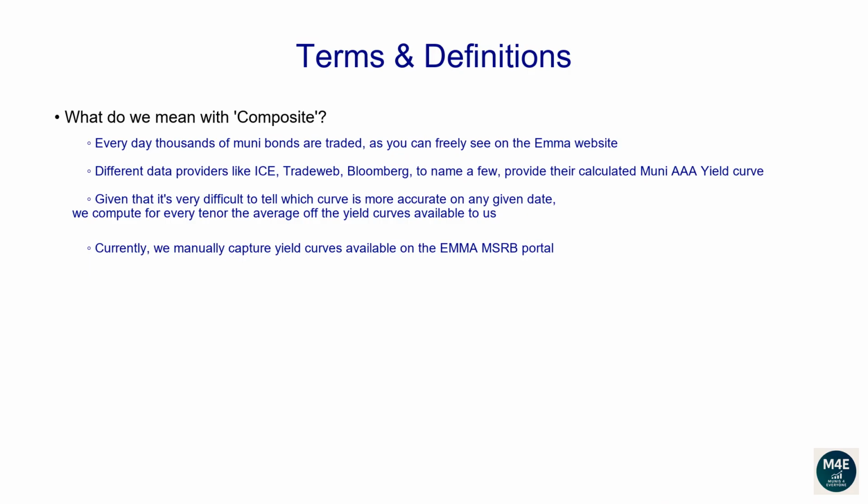Terms and definitions. What do we mean with composite? Every day, thousands of muni bonds are traded, as you can freely see on the EMMA website. Different data providers like ICE, TradeWeb, Bloomberg, to name a few, provide their calculated Muni AAA yield curve. Given that it's very difficult to tell which curve is more accurate on any given date, we compute for every tenor the average of the yield curves available to us. Currently, we manually capture yield curves available on the AAA-MSRB portal.